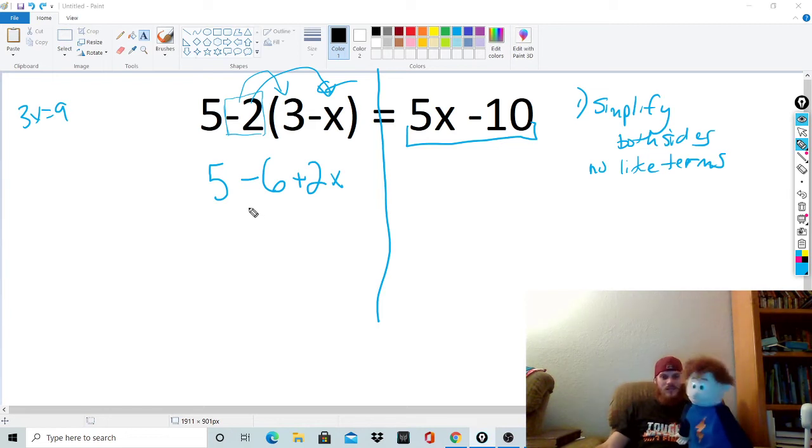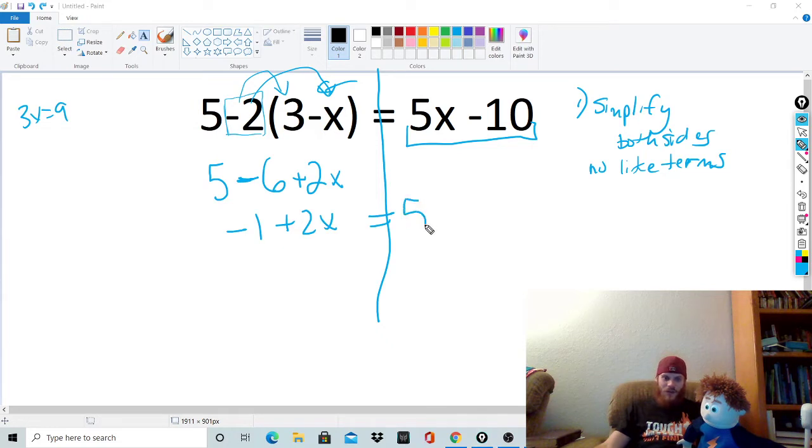No, it's not. Why not? I don't know. I just didn't think it was. It's not because you have some like terms that you can combine. Can you combine anything with 2x? Well, no, it's the only x term. It is the only x term. But the 5 and the negative 6, I can combine those. So what's 5 take away 6? See, $5 take away $6. I got negative $1. You got negative $1. You're right. So this is negative 1 plus 2x.